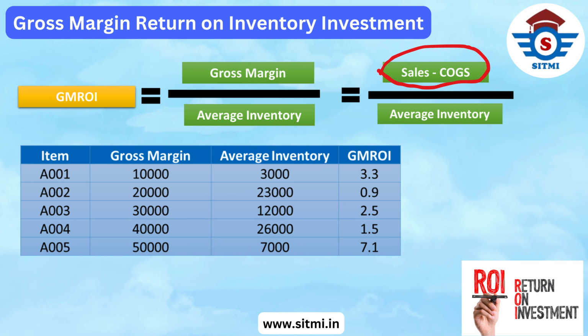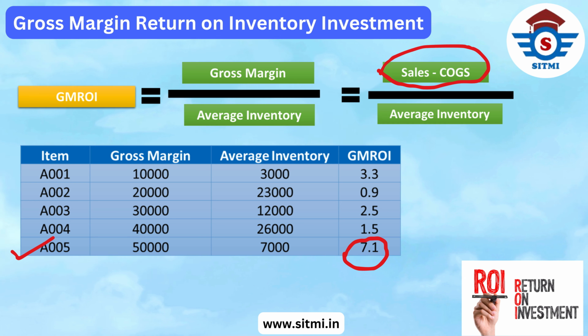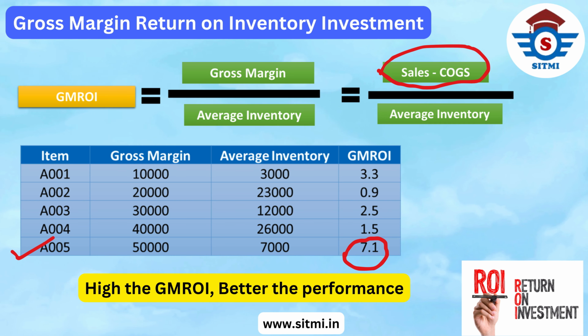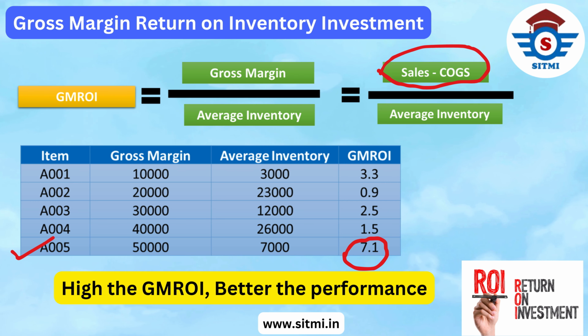If you see in this table, the product A005 has the highest GMROI. That means this product is performing much better compared to other products. That is why, if our GMROI is on a higher side, the performance of that product is better. And if the GMROI is on a lower side, then the performance of that product is poor.